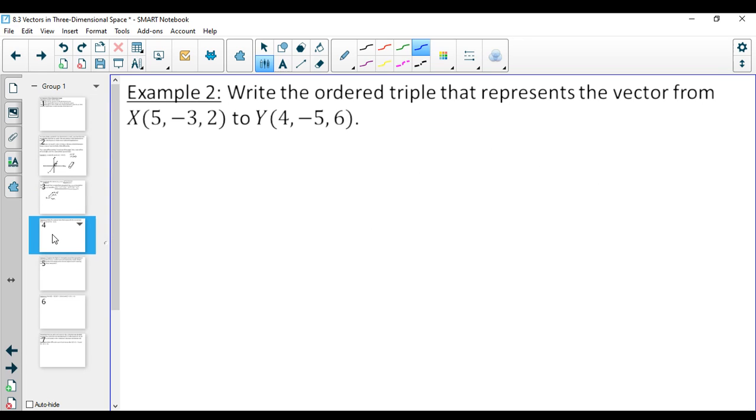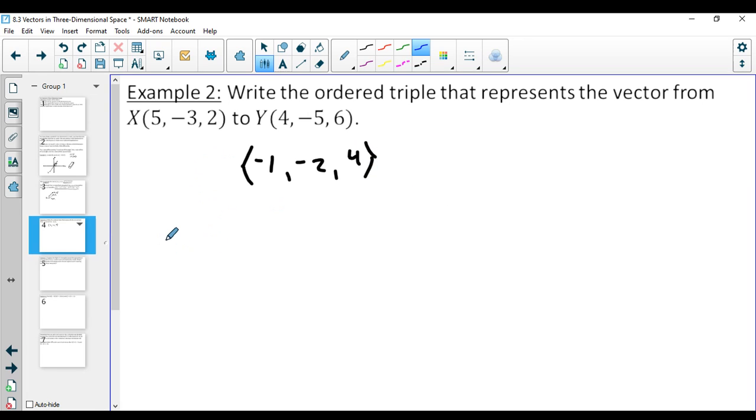Okay. So write the ordered triple that represents the vector from x to y of these 2 points. Sorry, I said pair because I'm so used to saying ordered pair. Again, it wants us to write the vector, so we should have these little fancy symbols. And I just like to think, okay, the change from x to y, the change in the x's is -1. The change in the y's is -2, and the change in the z's is +4, right?